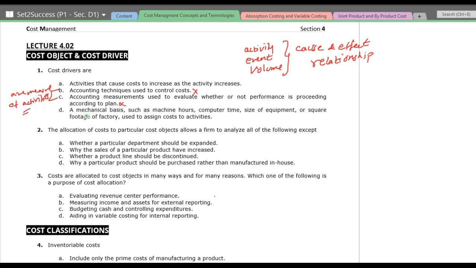Cost drivers can be a mechanical basis such as machine hours, computer time, size of equipment, or square footage of factory, used to assign cost to activities. But the most appropriate option is activities that cause cost to increase as the activity increases. If the activity increases, the cost will increase. It's not that it should be a mechanical basis. For example, pension benefits or employee salaries can be cost drivers. So cost drivers can be anything, but the most appropriate option is activities that cause cost to increase as the activity increases. So this is the correct option.